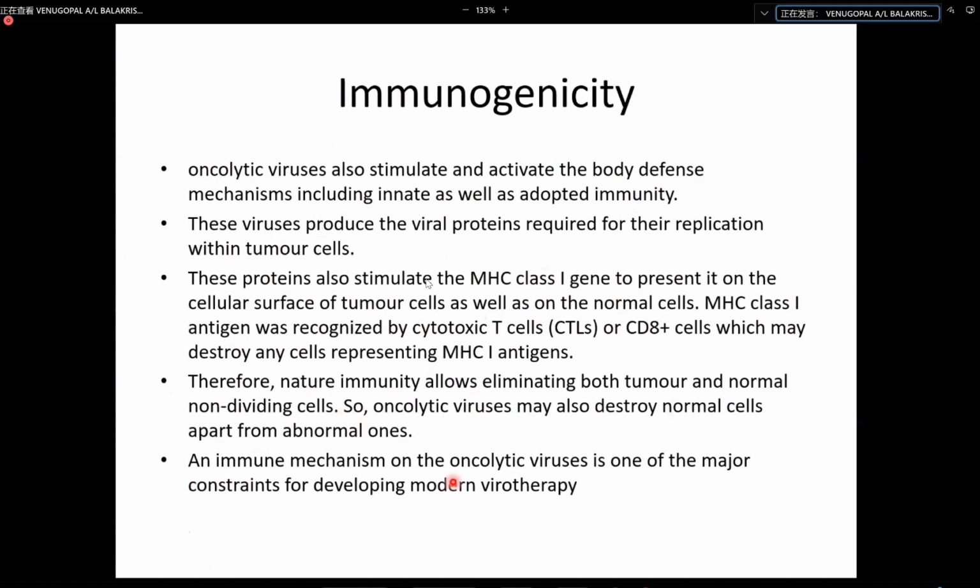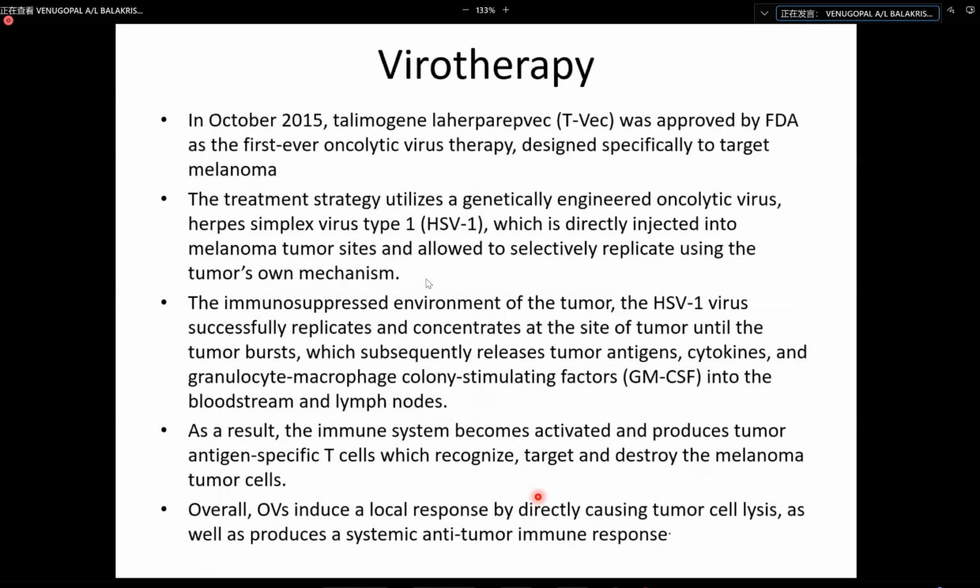So the immune mechanism on the oncolytic virus is one of the major constraints for developing modern immunotherapy. These are the issues, but they are trying to resolve the issue of the immune mechanism, trying to find ways so that they could have more and more oncolytic viruses to treat cancer. So virotherapy: in October 2015, T-VEC was approved by the FDA as the first ever oncolytic virus therapy designed specifically to target melanoma.